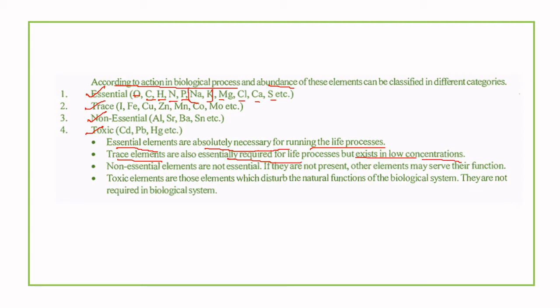Then comes non-essential: aluminium, strontium, barium, zinc, tin, etc. Non-essential elements are not essential. If they are not present, other elements may serve their function. Then comes toxic: cadmium, lead, mercury. They are toxic elements and they are not required in the biological system.